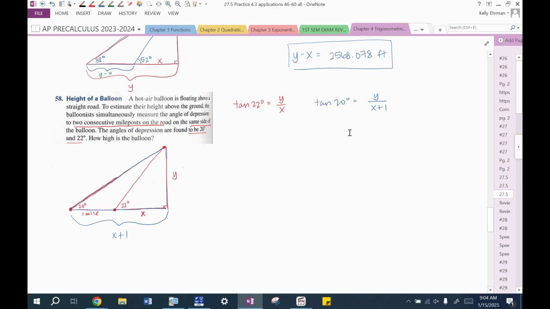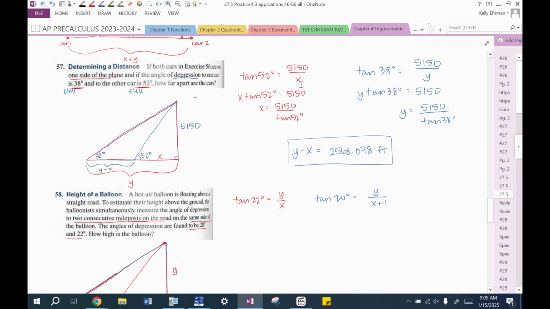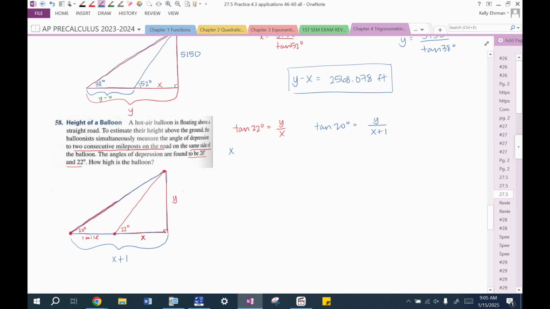And then let's do what we've been doing in these last few problems. So we've been multiplying the variables out of the denominator. So go ahead and do that. You get x times tangent of 22 degrees equals y. And on this one, when you multiply by x plus 1 to get it over here, it's a good idea to distribute the tangent of 20.